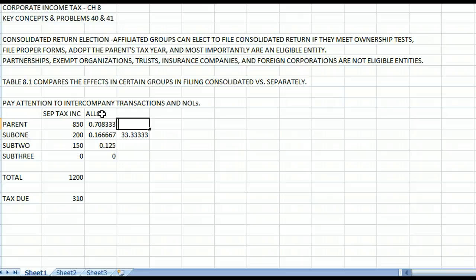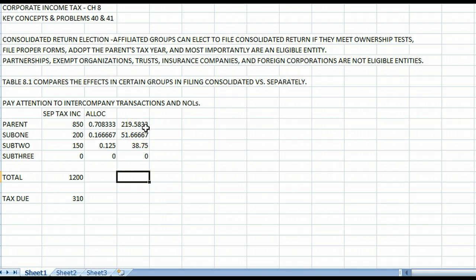We're going to multiply this allocation rate times the tax due. And we're going to come down here and multiply this allocation rate times the tax due. Almost got off on line there for you. And for sub 3, we're going to do the allocation rate times the tax due. And for sub 4, we're going to do the allocation rate times the tax due. Right?